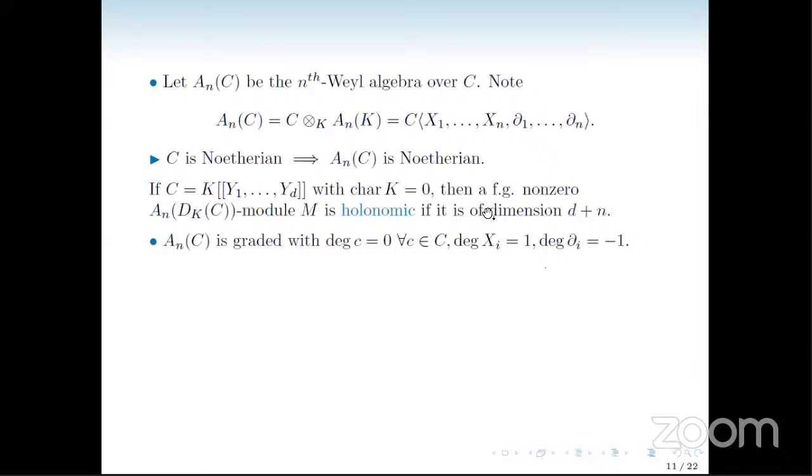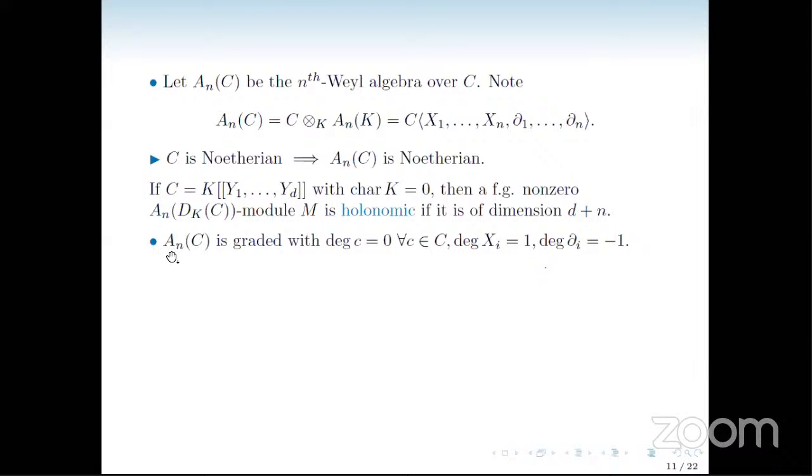where K has characteristic 0, then any finitely generated non-zero A_n(K)C module is holonomic if it has dimension d plus n. Actually, here also we can get some filtration, like the Bernstein filtration, and then we will get some polynomial ring which has dimension d plus twice n. And its dimension will lie in between d plus n and d plus twice n, and we say it is holonomic when it has dimension d plus n.